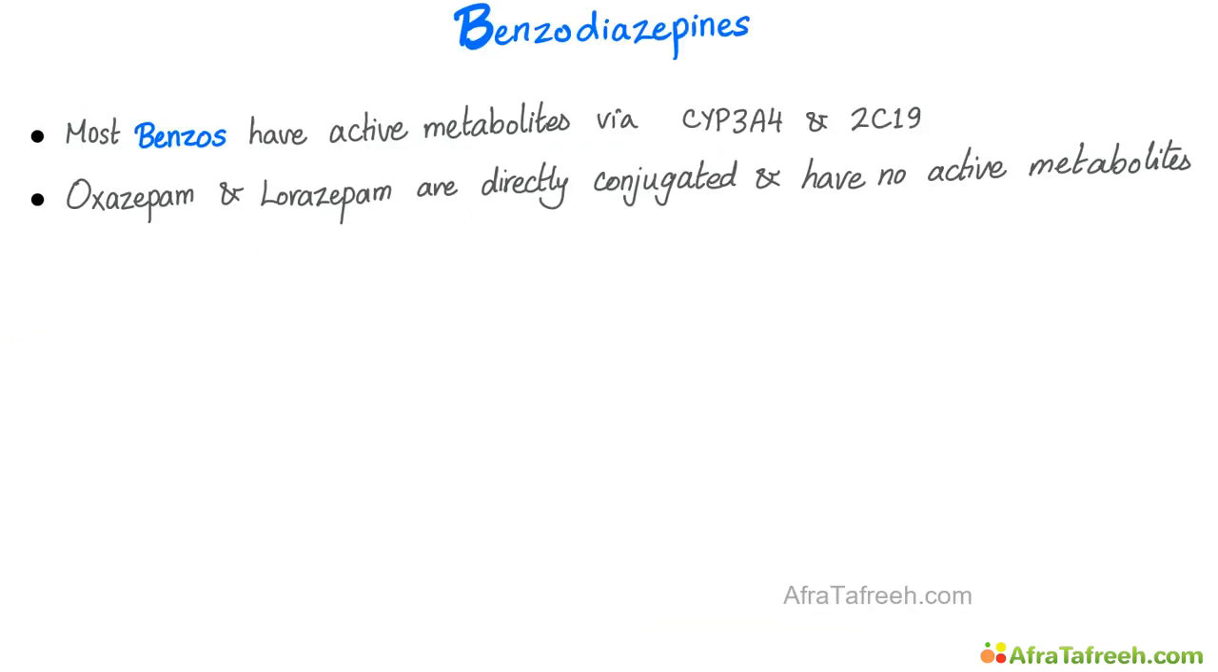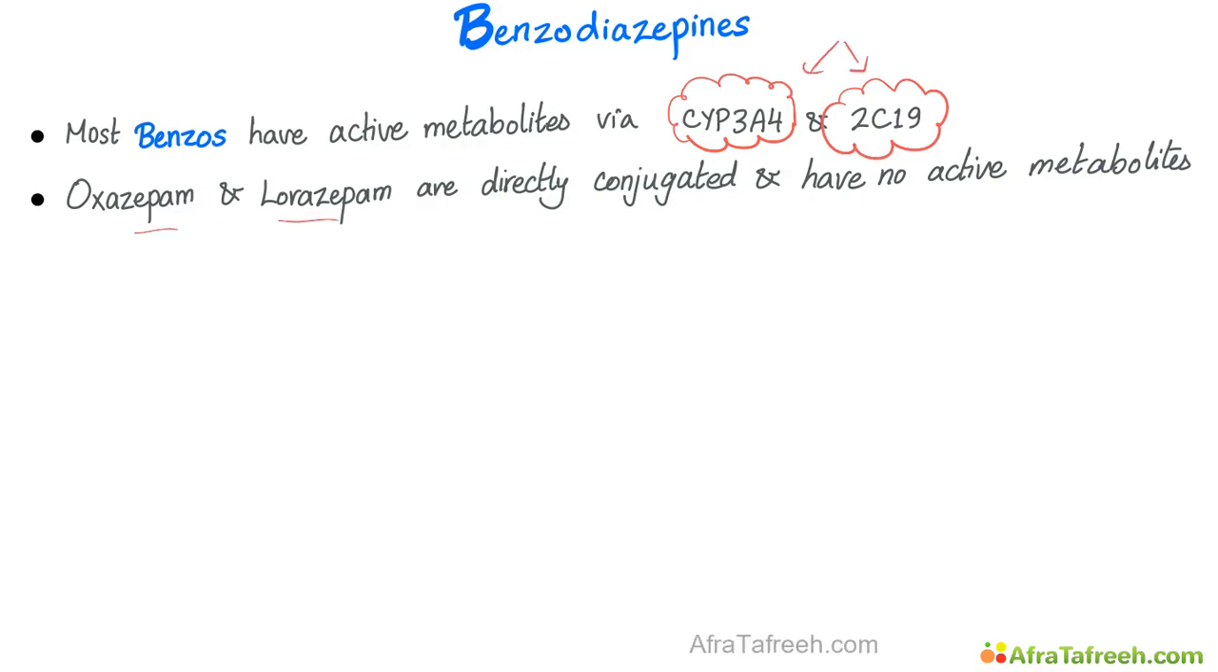Please don't forget that most benzodiazepines have active metabolites through the CYP3A4 and 2C19 systems in the liver. Oxazepam and lorazepam are directly conjugated, and they have no active metabolites.